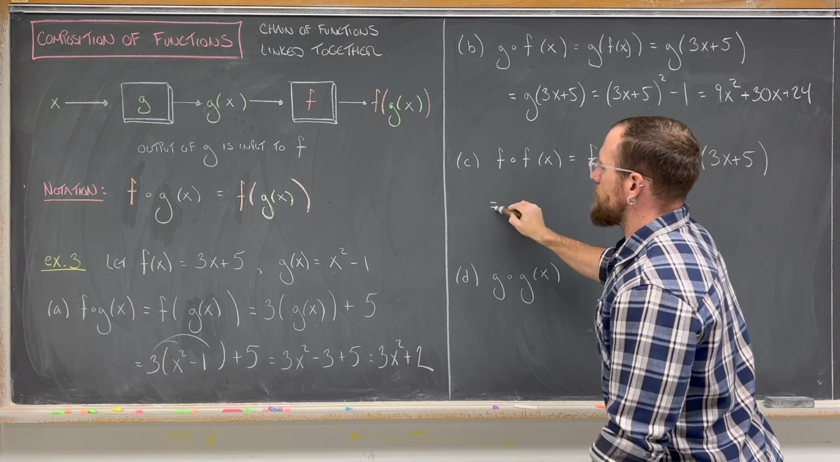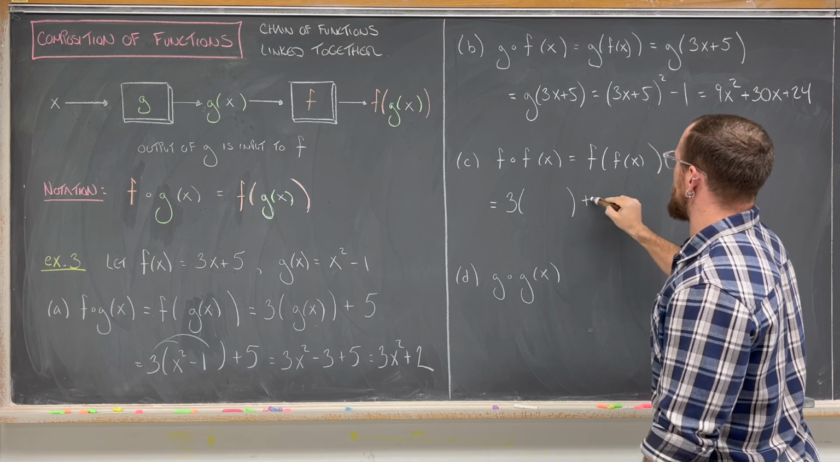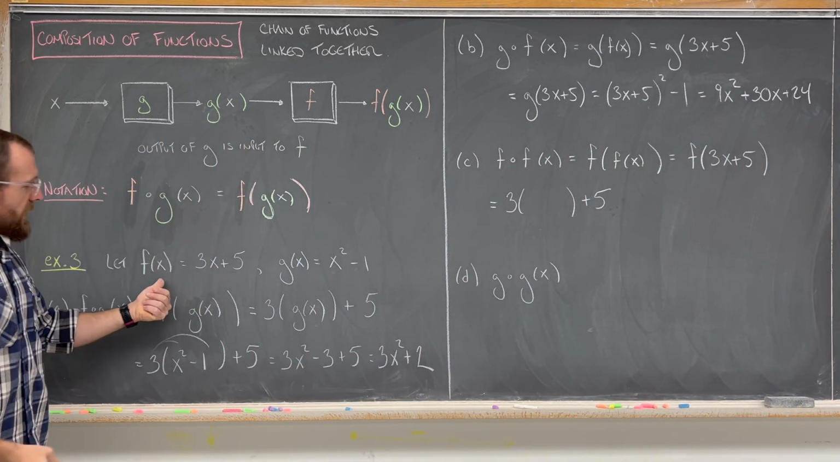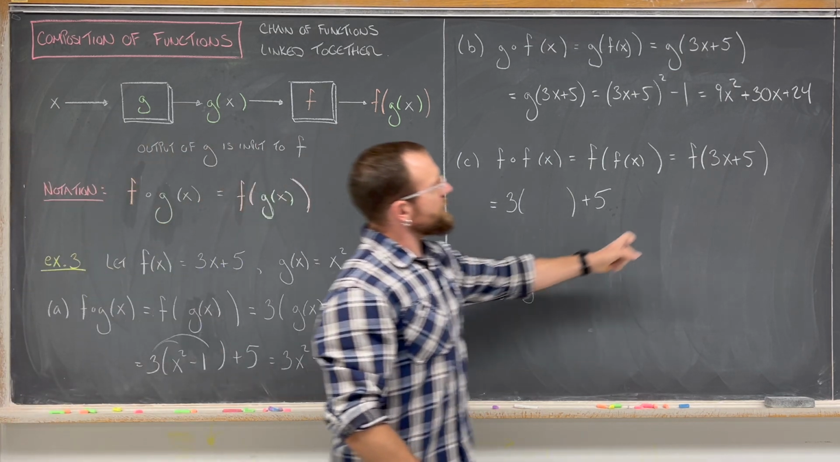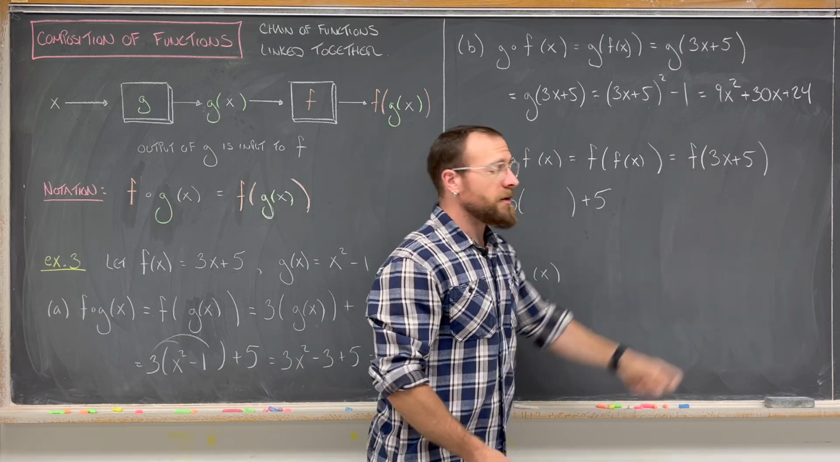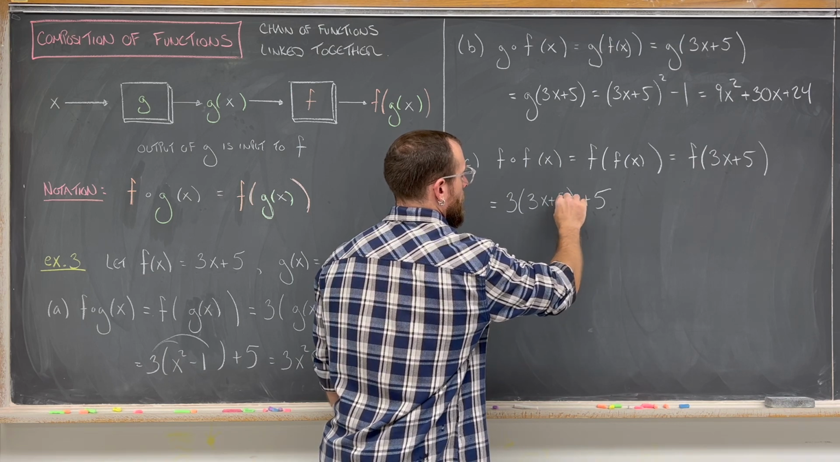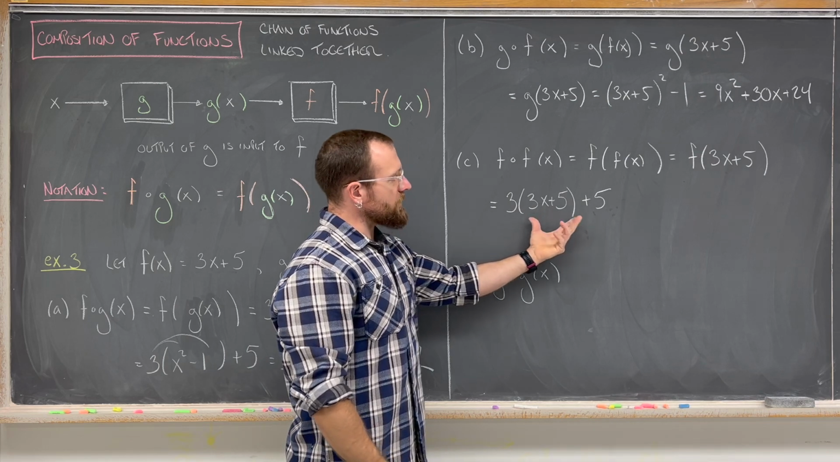Okay? Well, what does f do? F is 3 times its input plus 5. Right? That's what f is. F of input is 3 times input plus 5. This is f of something, so it's 3 times something plus 5. F of what? F of 3x plus 5. Okay? So do you see how here's f, but on the outside is also f.